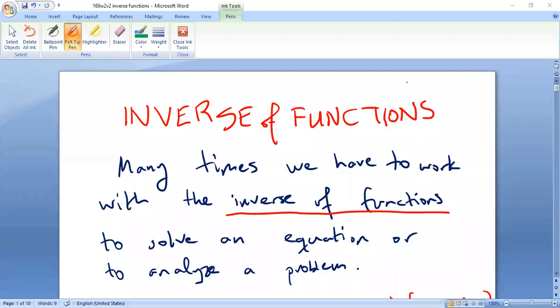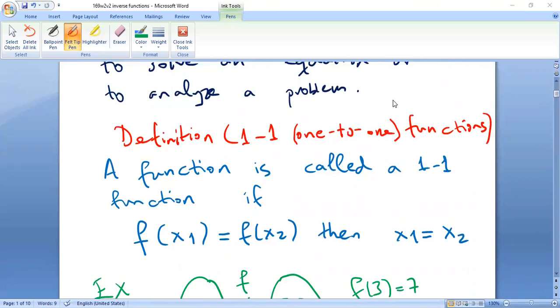Hi everyone. So in this video, we are going to talk about inverses of functions. So why do we need inverses of functions? Because many times we have to work with the inverse of functions just to solve an equation or sometimes to analyze a problem. First of all, we need some definitions to go for the inverses of functions.